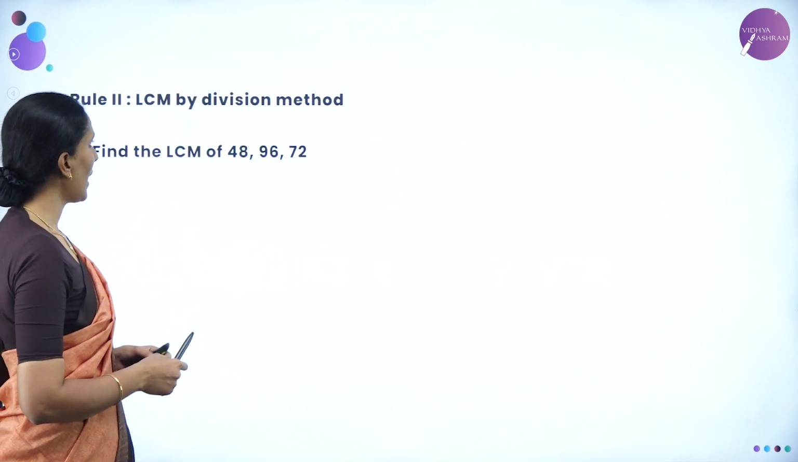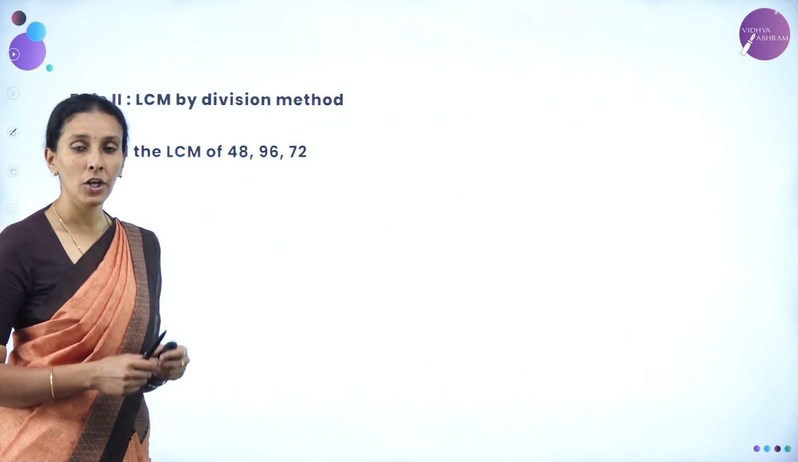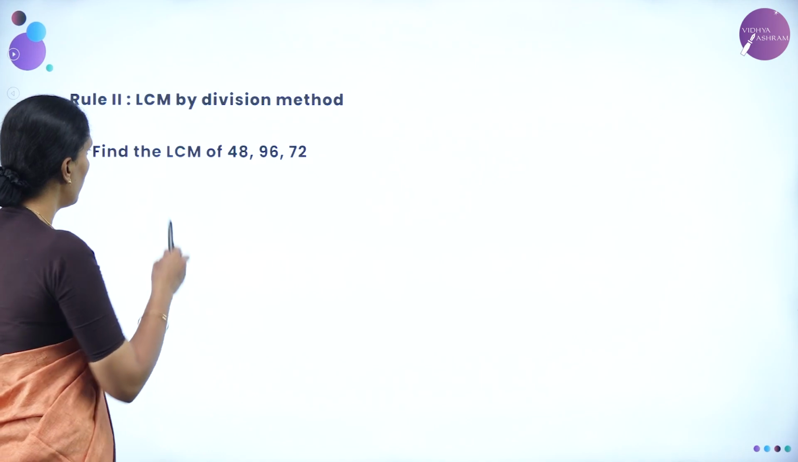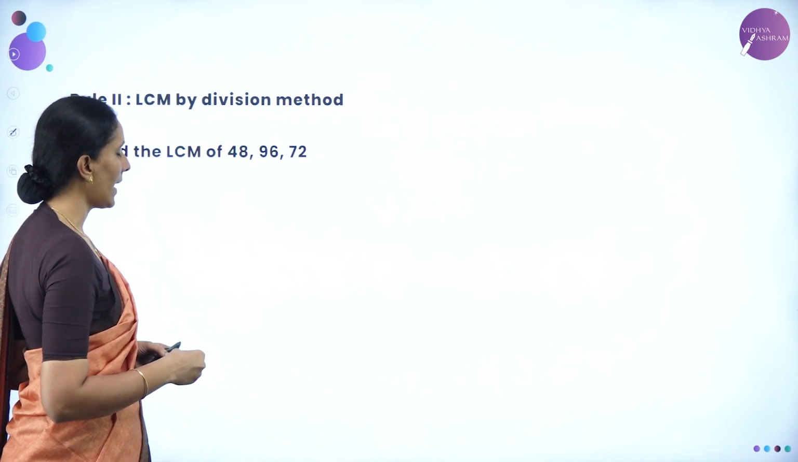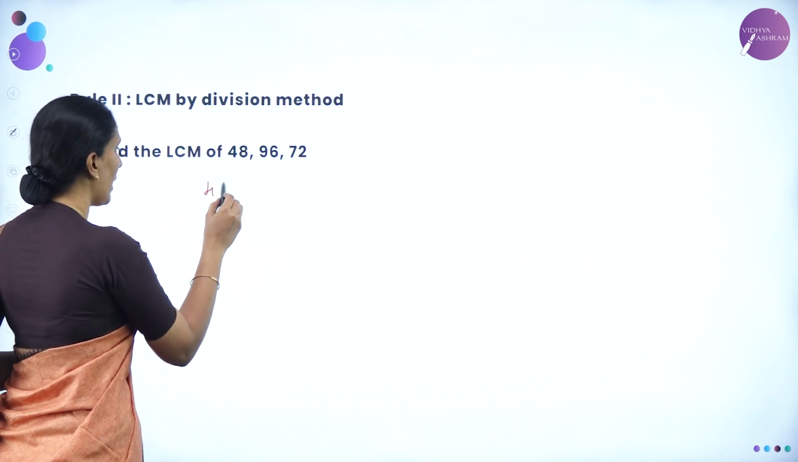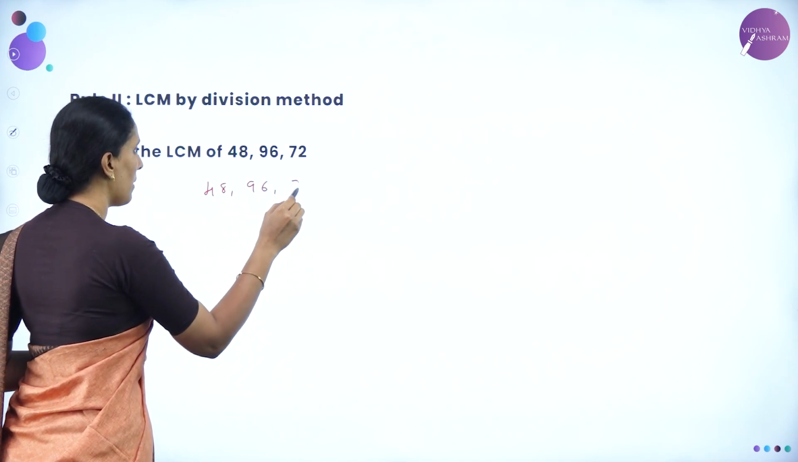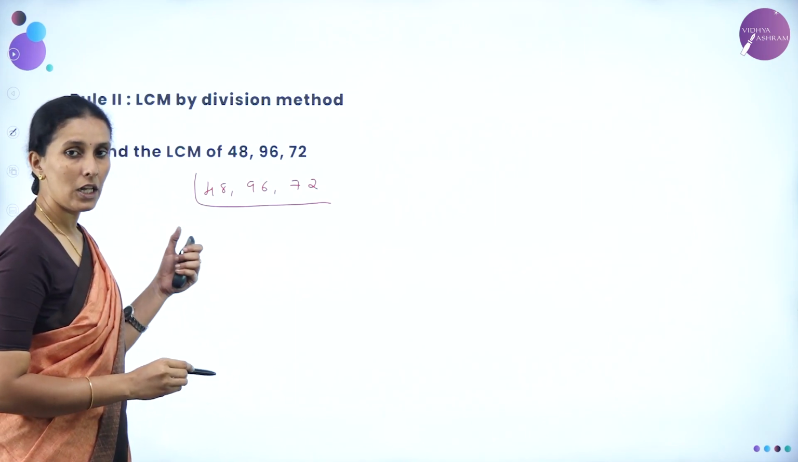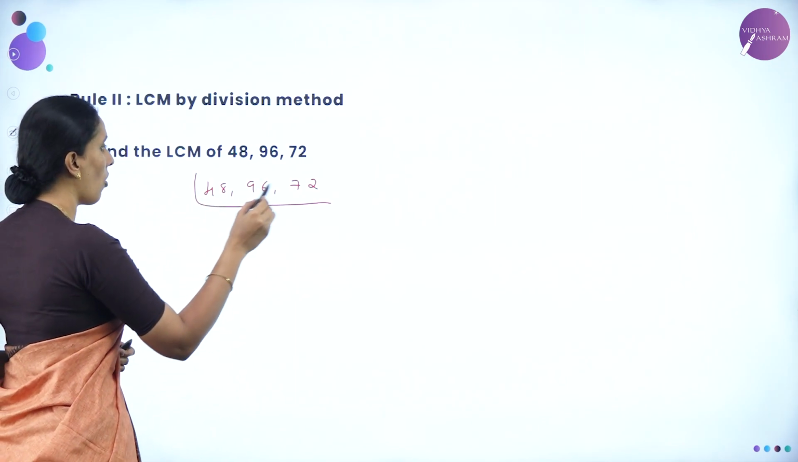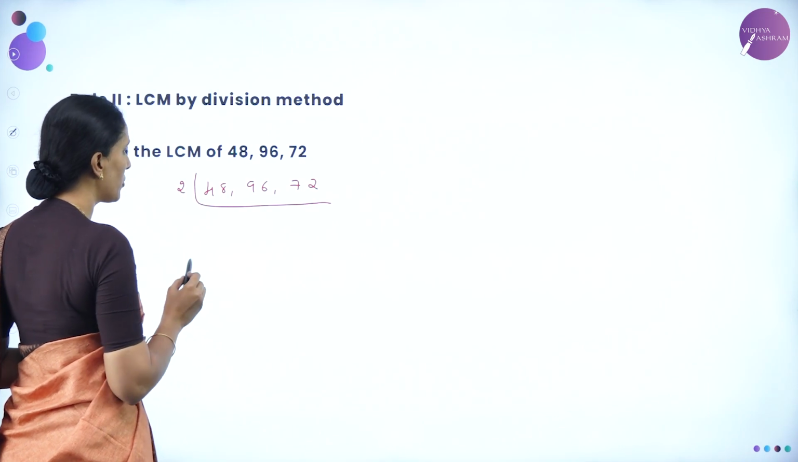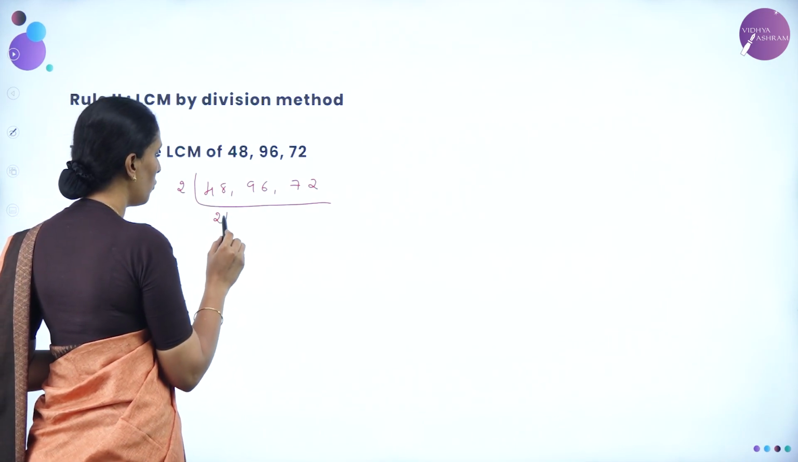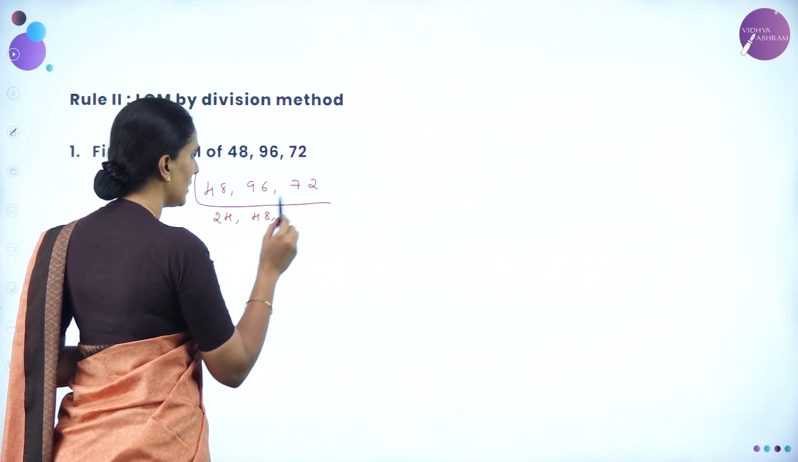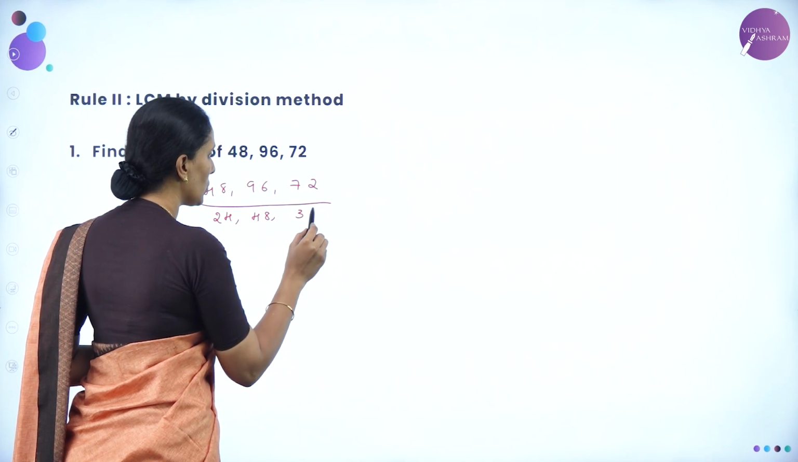Next, we are going to calculate the LCM by the division method. We are already familiar with this method. Let us recall this once again. Find the LCM of 48, 96, 72. So, we write all the numbers in the form of a division method. We go on dividing with the prime numbers. Now, since all of them are even, let's start dividing by 2.